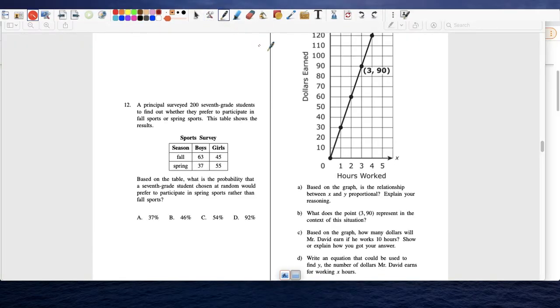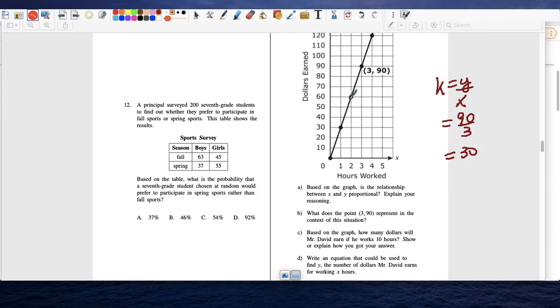Question 1 says, based on the graph, is the relationship between x and y proportional? Explain your reason. Well, it's definitely proportional, if you can see. It goes through the origin, it's a straight line, and if you want further proof, you can do k equals y over x, and you can take all these points, point 90 and 3, so let's just do that. If you take 90 and 3, you would get 30, right? $30. That's our constant of proportionality.